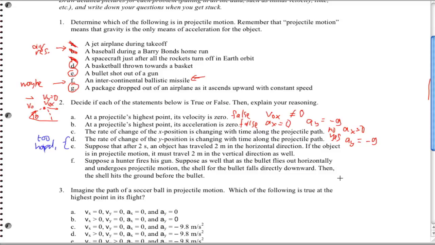Suppose the hunter fires his gun, and the bullet flies out horizontally and undergoes projectile motion. The shell for the bullet falls directly down. Then the shell hits the ground before the bullet. This is interesting. This is actually false. This is just like that lab we did where we had two spheres, one fell this way and the other dropped straight down. And if you noticed in the video that we analyzed, they actually hit the ground at the same time. So this is actually false.